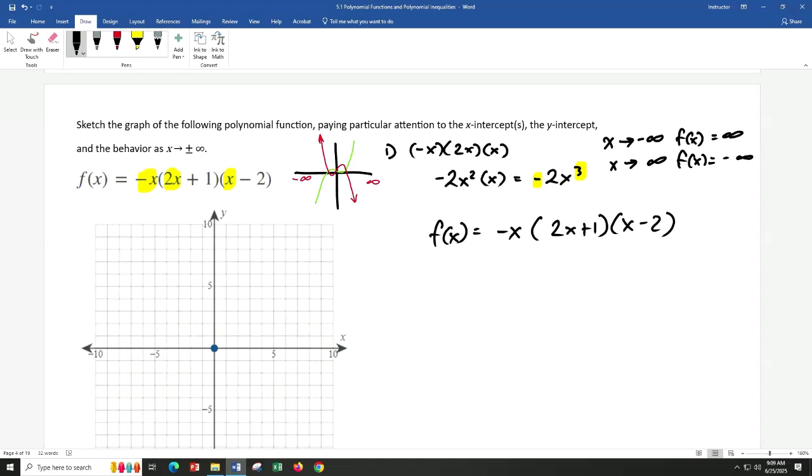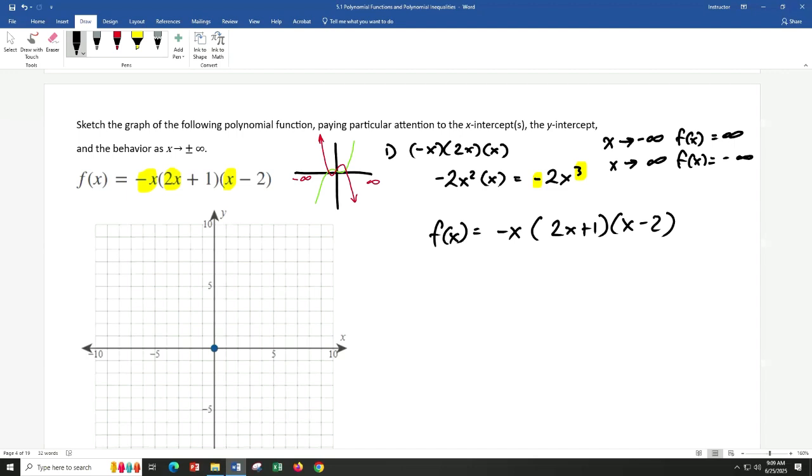I know the leading coefficient is negative, so I have to take this whole graph and flip it on its head, flip it across the x-axis, because that's what happens when you put the negative out front. Now you have something you can graph. Watch what's going to happen here.